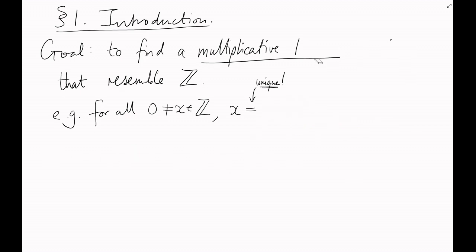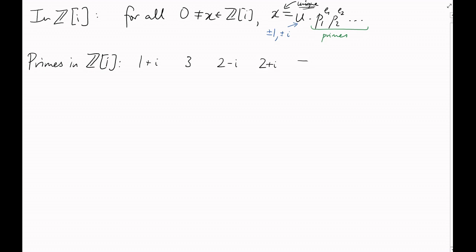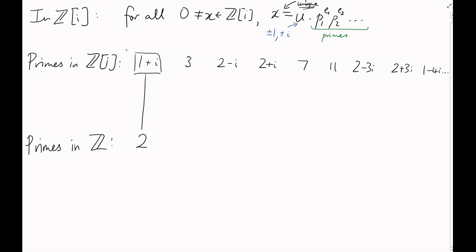We've now seen a couple more examples. For example, in Z adjoin i, the units are plus or minus 1 and plus or minus i, and the primes are 1 plus i, 3, 2 minus i, 2 plus i, 7, 11, 2 minus 3i, 2 plus 3i, and so on. Remember that 2 is the square of 1 plus i, at least up to units, so we said that 2 was ramified.